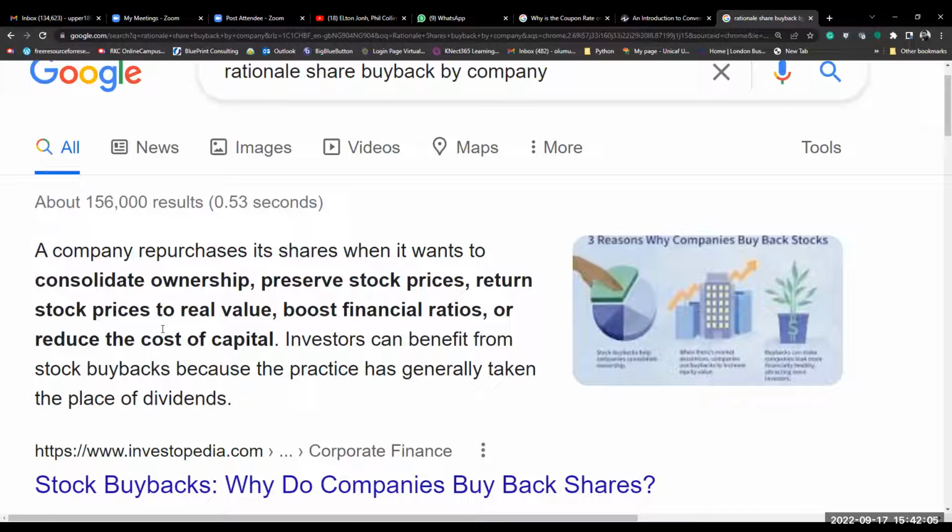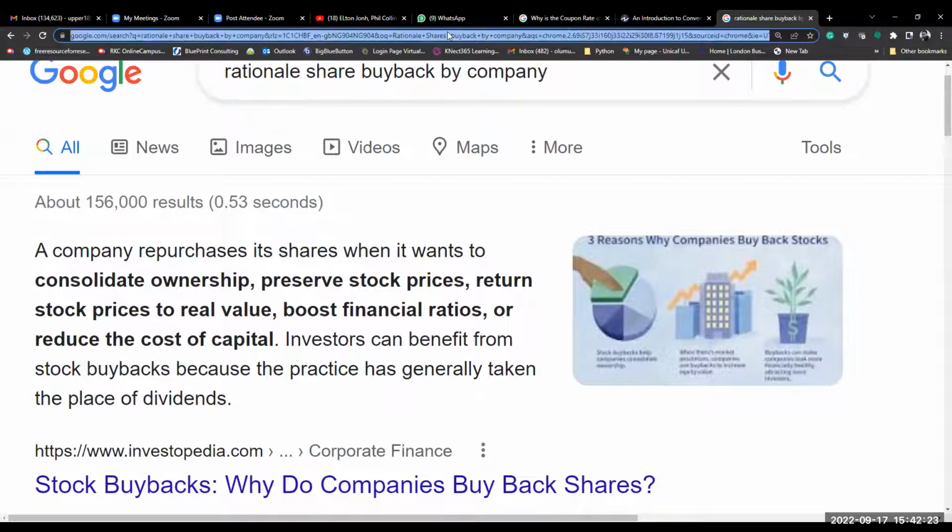A company repurchases its shares when it wants to consolidate ownership, preserve stock prices, return stock prices to real value, boost financial ratios, or reduce the cost of capital. Investors can benefit from stock buybacks because the practice has generally taken the place of dividends.